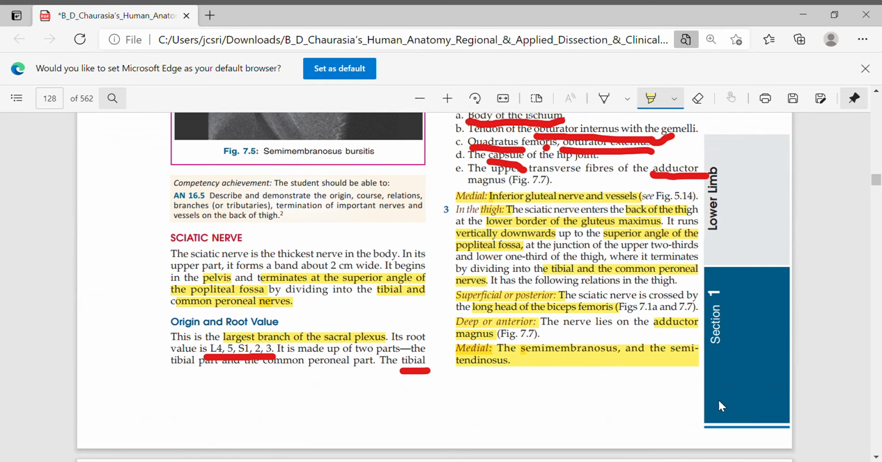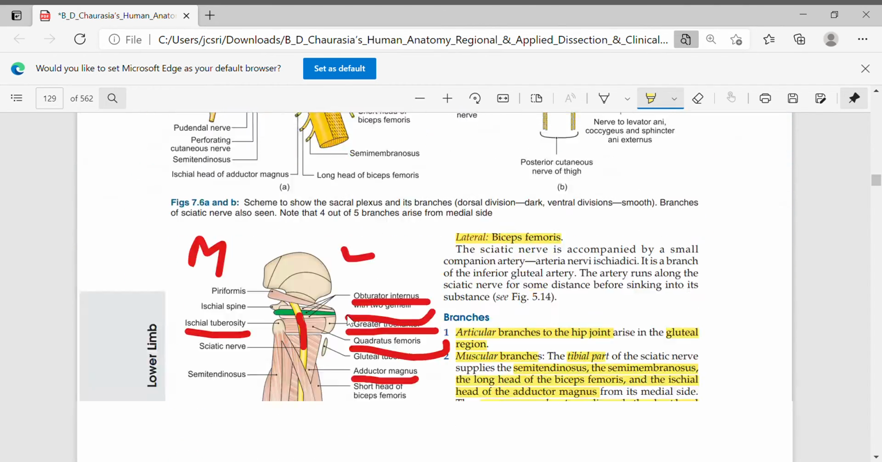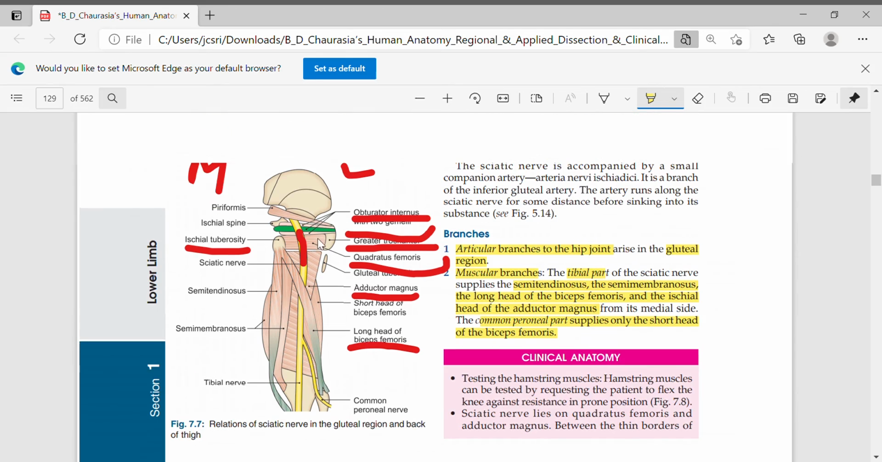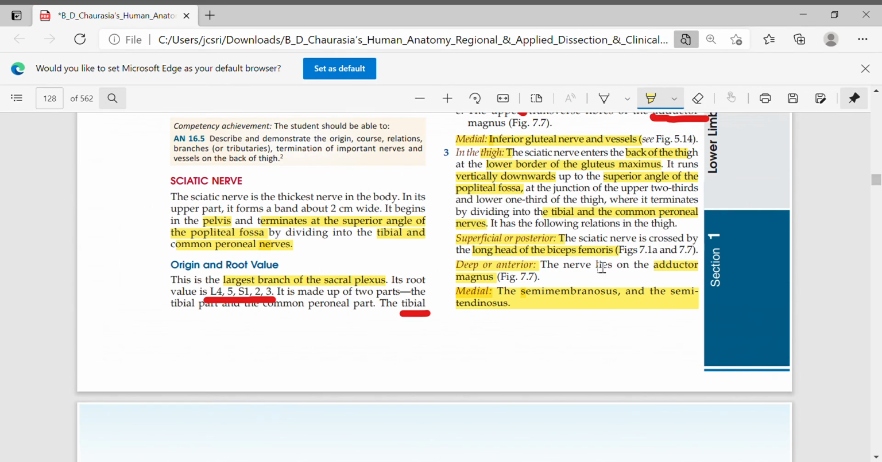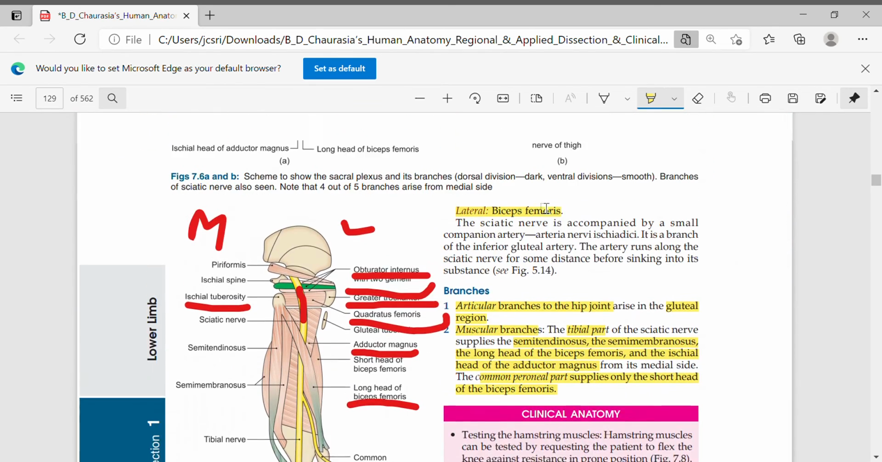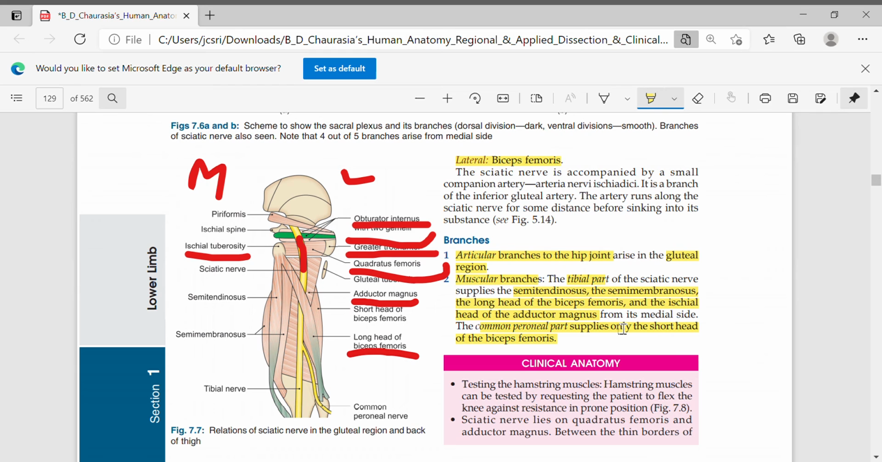In the thigh region, it moves downwards and reaches the superior angle of the popliteal fossa, where it divides into two: the tibial part and the common peroneal part. Superficially in the thigh, it is the biceps femoris; laterally also biceps femoris; medially semitendinosus. The deeper part is the adductor magnus. So next are the branches: articular branches to the hip joint, and muscular branches to the hamstring muscles.